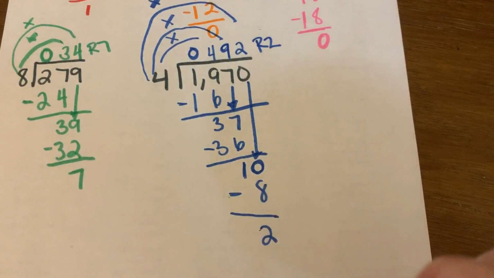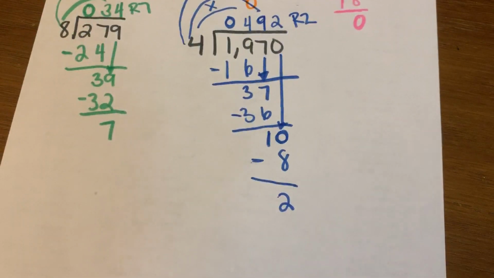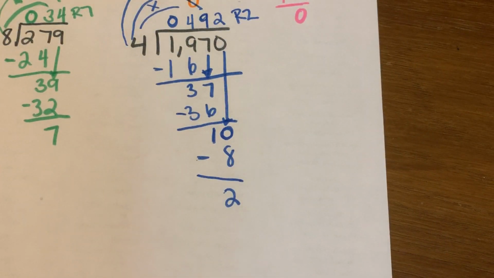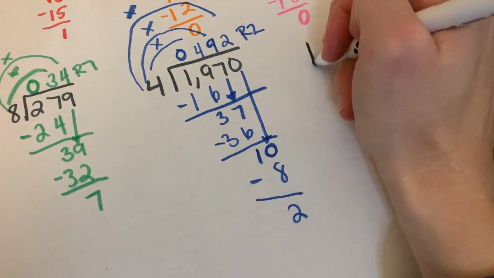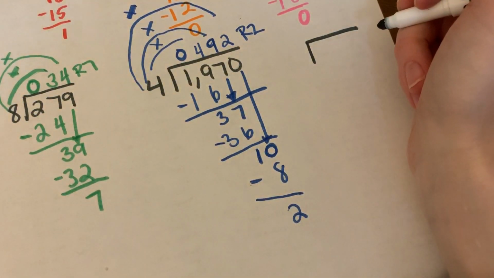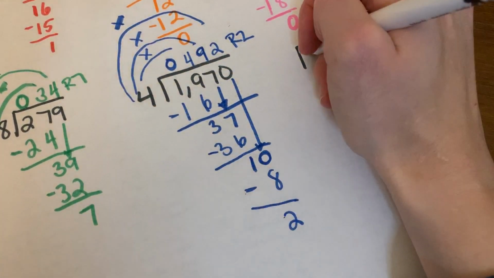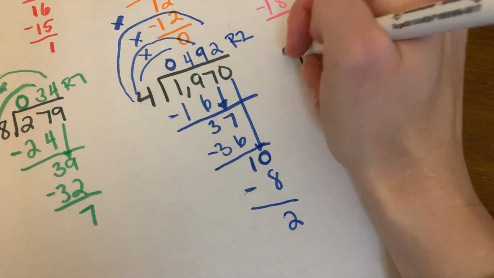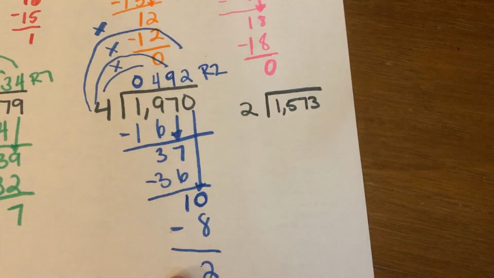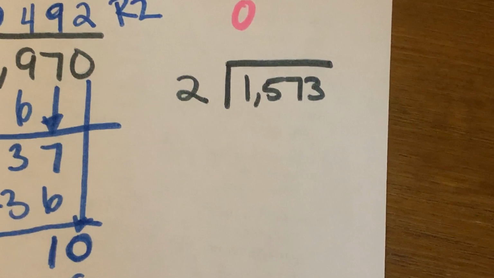All I did was the same things I always do, except I did it one more time because my number was a little bit bigger. That's it. Okay? So let's go ahead and do another one. I'm going to have you guys solve this one on your own. This one is 1,573 divided by 2. Go ahead and solve that one.